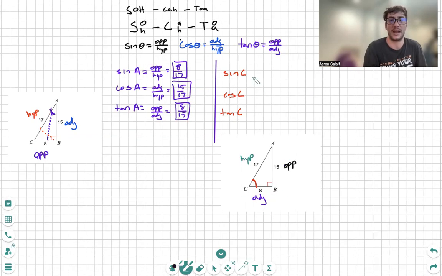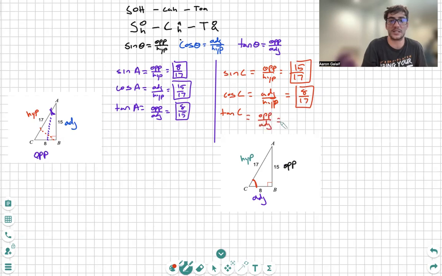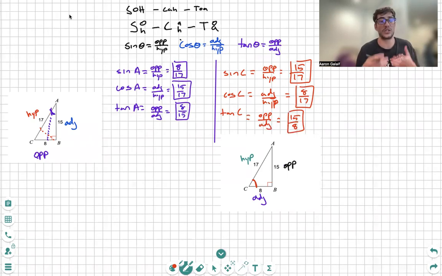So here we are. Next, we're just going to solve it out. The sine of C is opposite again over hypotenuse. Plug and chug. Opposite is 15 over 17. The cosine of C is adjacent over hypotenuse. Plug and chug. We have 8 over 17. Tangent is opposite over adjacent, which would be 15 over 8. And that is it.